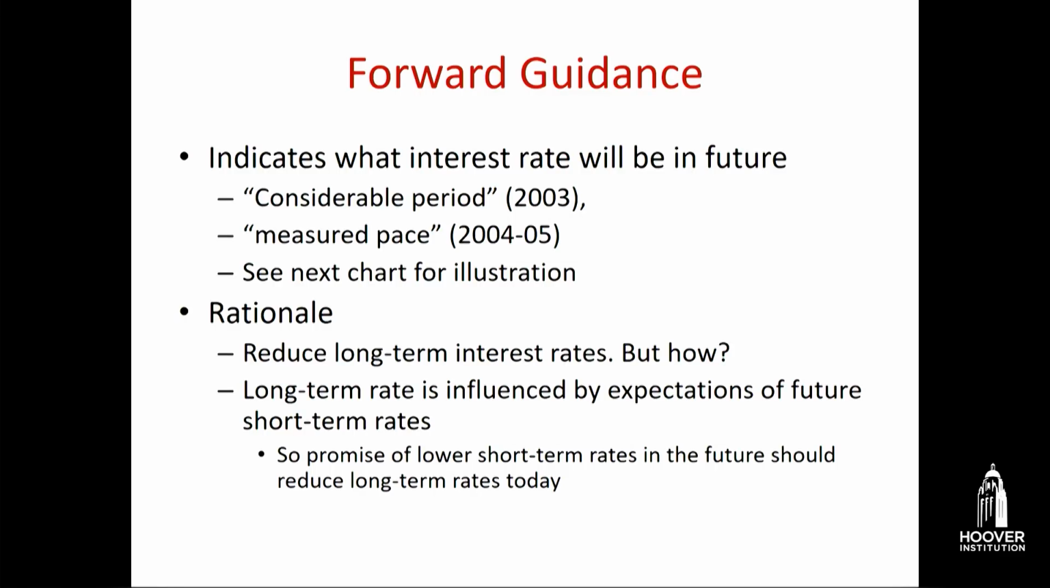So if the Fed can promise a low short rate in the future, then it's going to reduce long rates today. That's the idea. Sometimes it's called the term structure of interest rates. A promise of low interest rates 5 years from now will lower long-term interest rates today. That's why forward guidance is viewed as a way to deal with the zero lower bound. It makes long rates lower than otherwise.